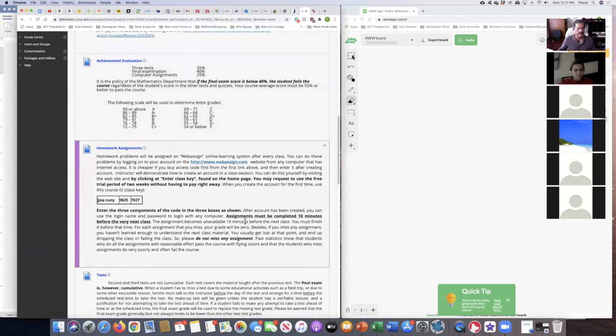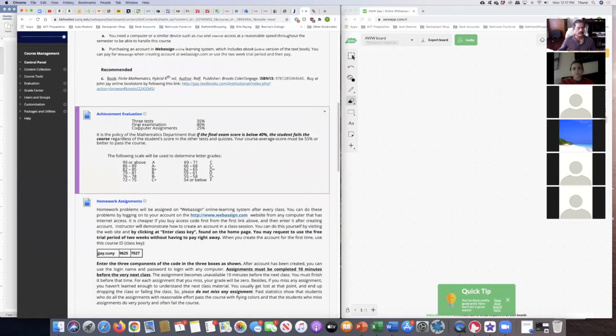Here you have information like how your achievement is evaluated. Three tests will be given, 35% weight, final exam 40%, computer assignments will be worth 25%, and then letter grades will be calculated based on this formula. 90 or above will be A, and so on. Lowest passing grade is 55. 55 to 58 is D minus, and that's the lowest passing grade. Below 55 will mean fail.